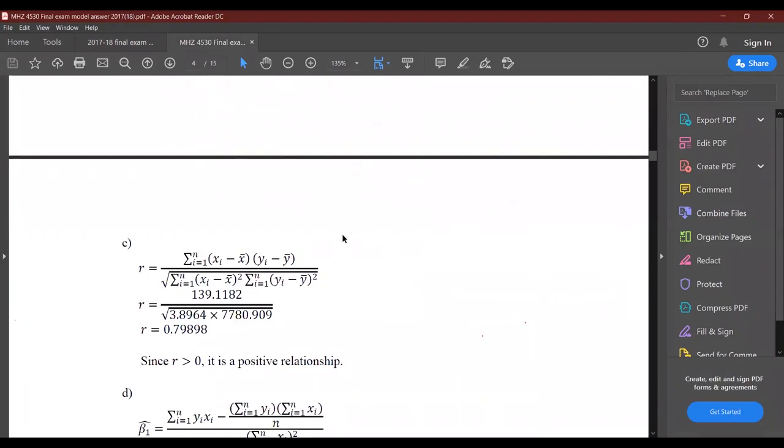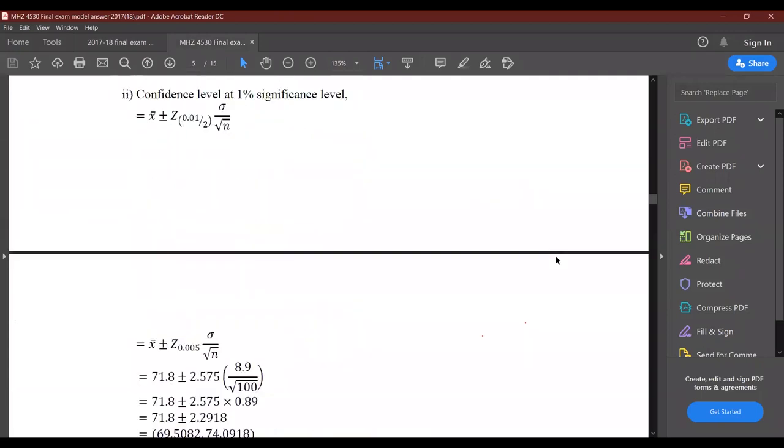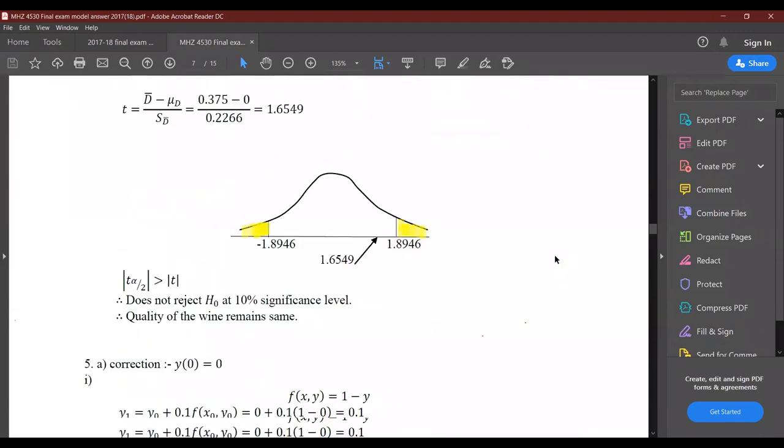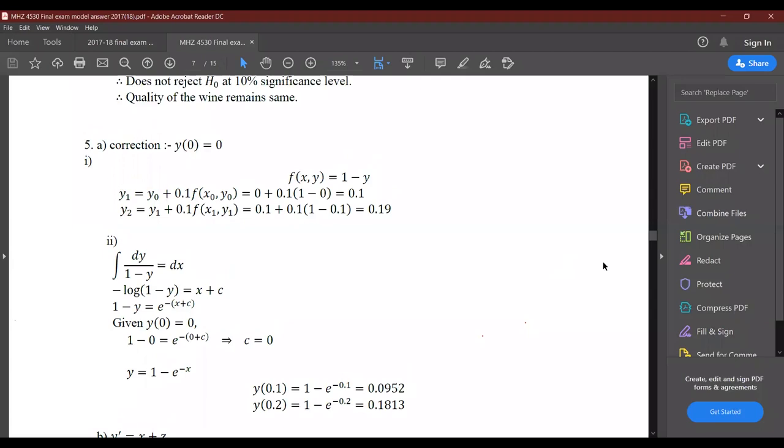Is it okay if I continue, or it's nearly 2 hours? Shall I continue or not? Right, some of them are asking to continue. Right, so I'll go on to the fifth question.